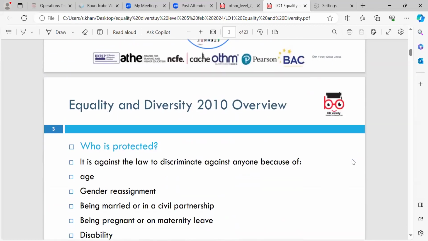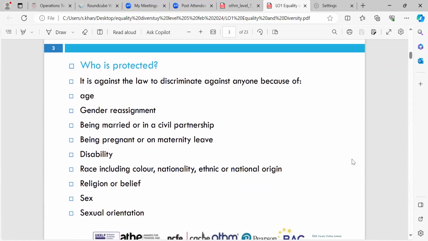So again, who is protected? You've got age, as we mentioned, and gender. Gender reassignment is a big one at the moment, where people are not employed because of their gender reassignment, which is quite unfair, because it's what they are as a person. It shouldn't be taken into consideration, because that's discrimination itself. Being married or in a civil partnership. Again, being pregnant, like you said, Adrian, is one of the things, or being on maternity leave.